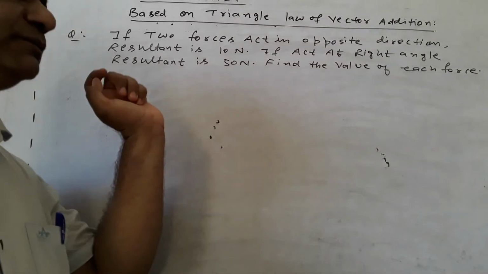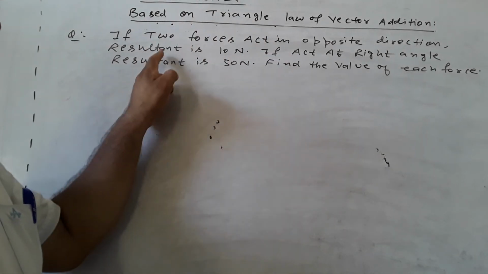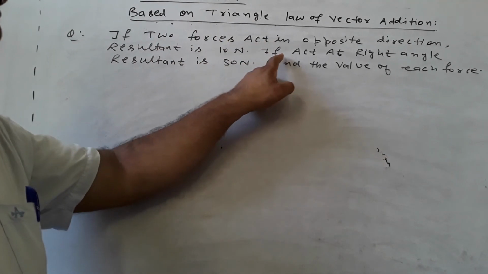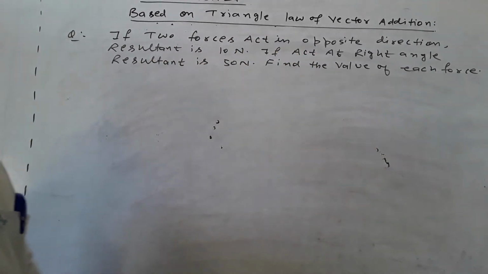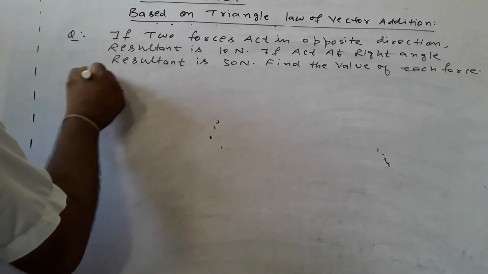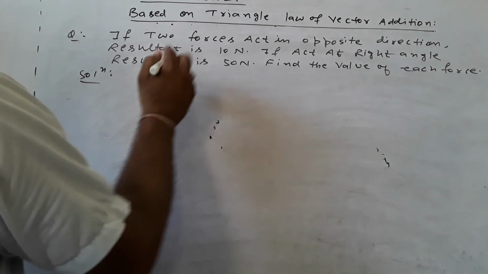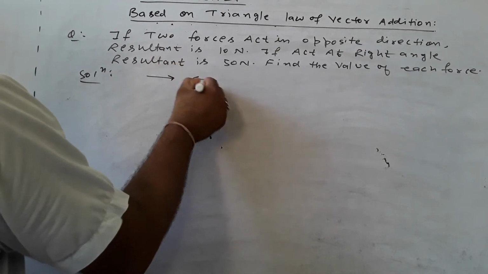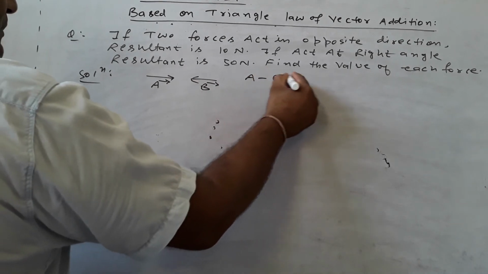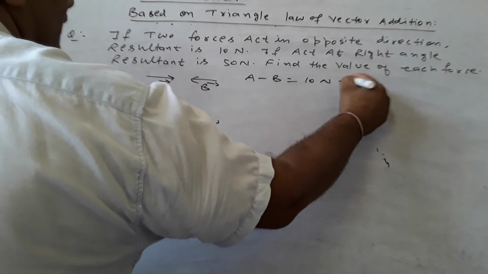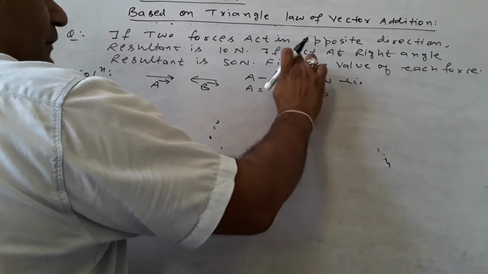In the next question, if two forces act in opposite direction, the resultant is 10 Newton. If they act at right angle, the resultant is 50 Newton. Find the value of each force. Now, in opposite direction, like this, vector A, vector B, A minus B is equal to 10. We can find the value of A, 10 plus B. Act at right angle.